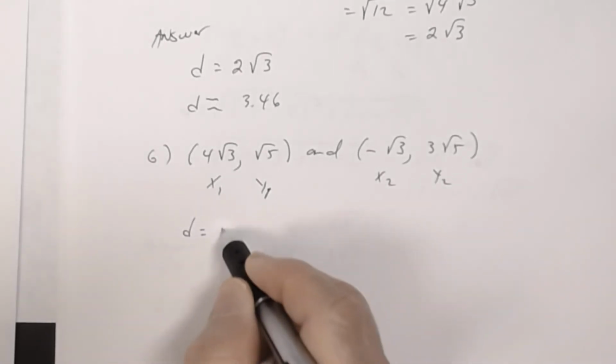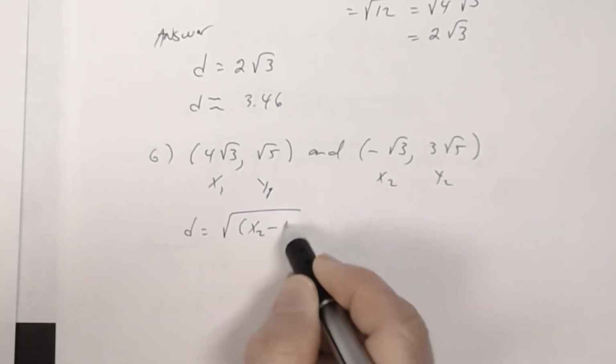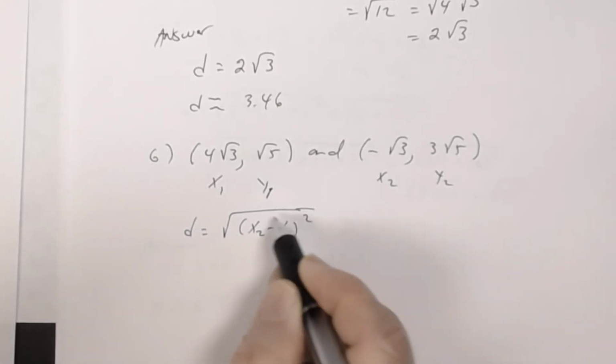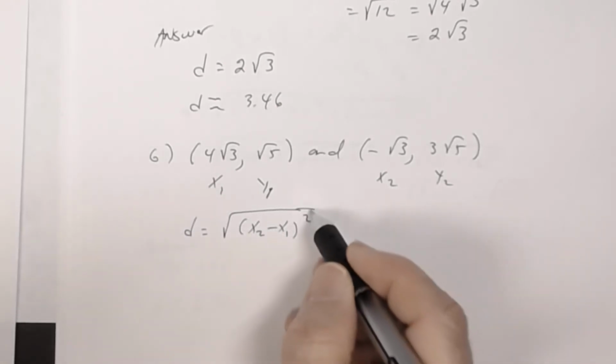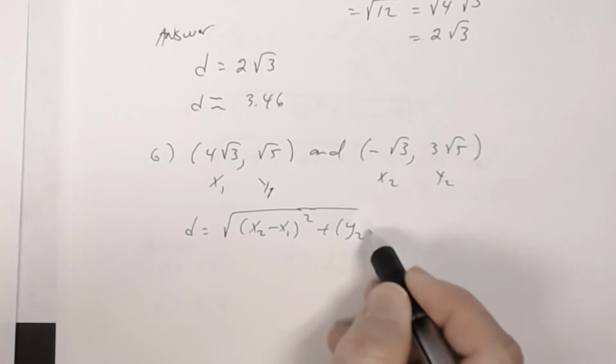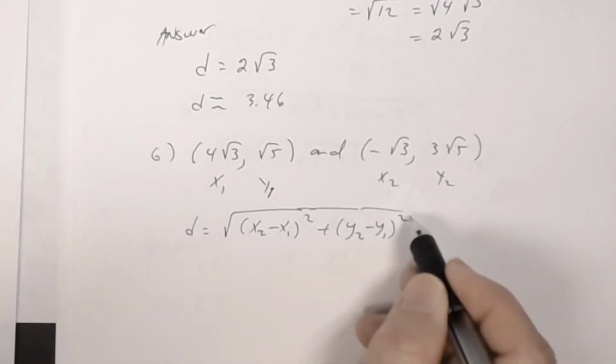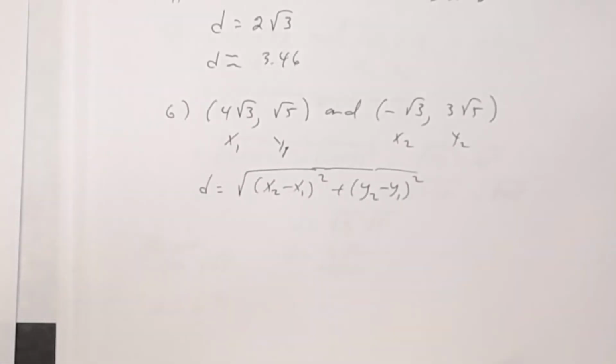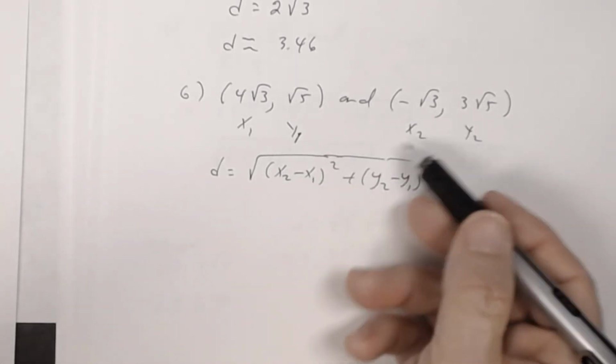So remember, distance is the square root of, you subtract your x coordinates from each other. Does not matter in the order you subtract because you're squaring it. And do the same thing here. Subtract your y coordinates from each other, but you got to remember to square it. All right, so let's plug these values into here.